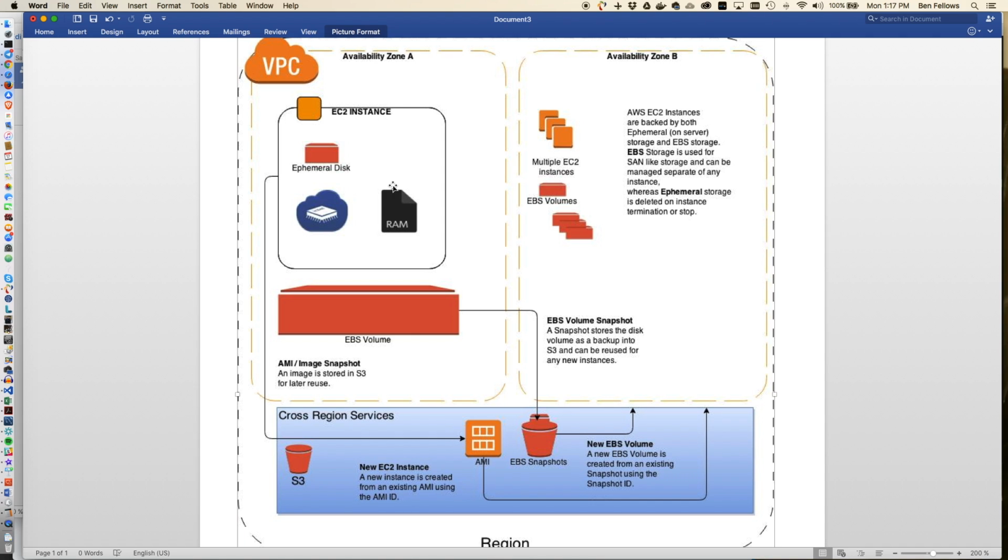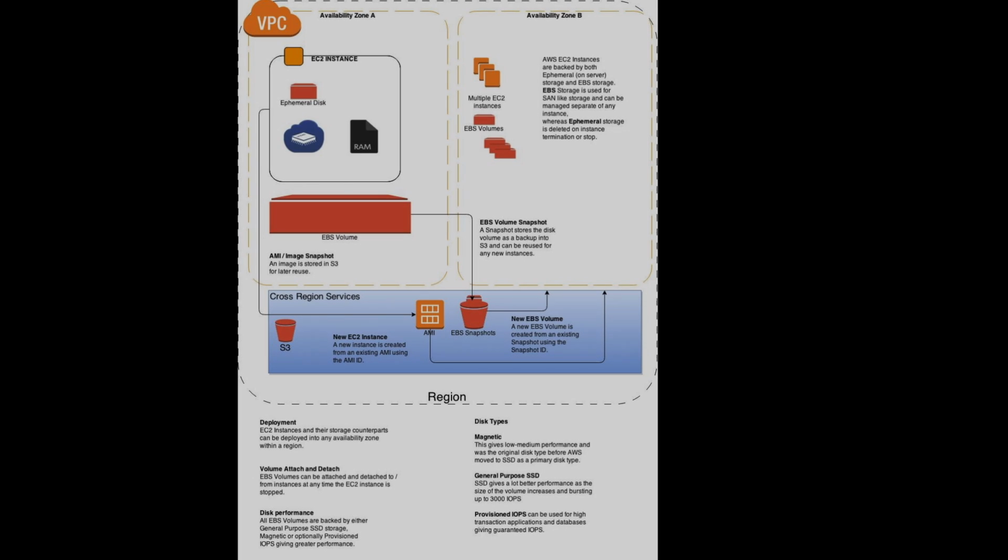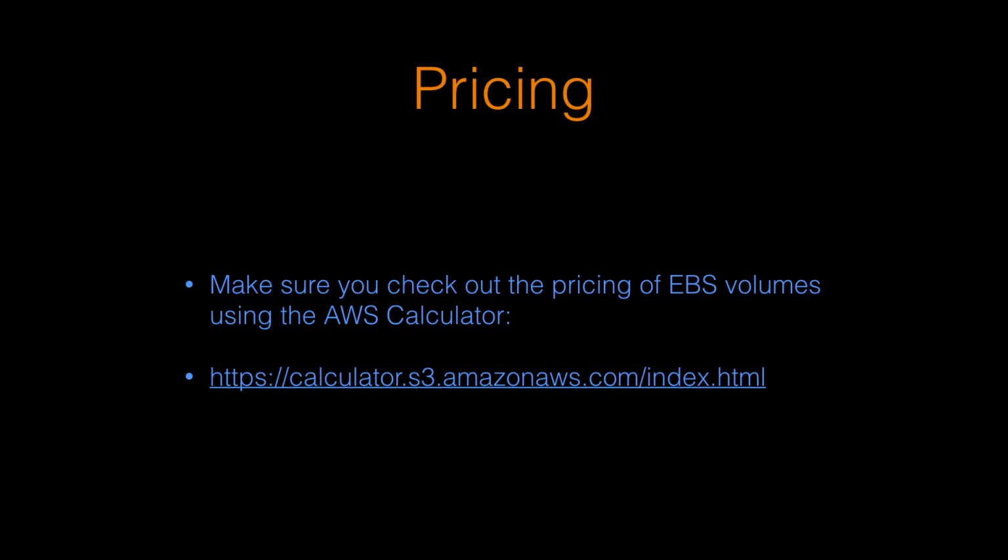All right, before we jump to the AWS console, I just want to jump back to the slide and talk a little bit about the pricing aspects. What you need to do is make sure you check out the pricing of EBS volumes using the AWS calculator. Now I'm going to take you quickly to the AWS calculator and run through a scenario.